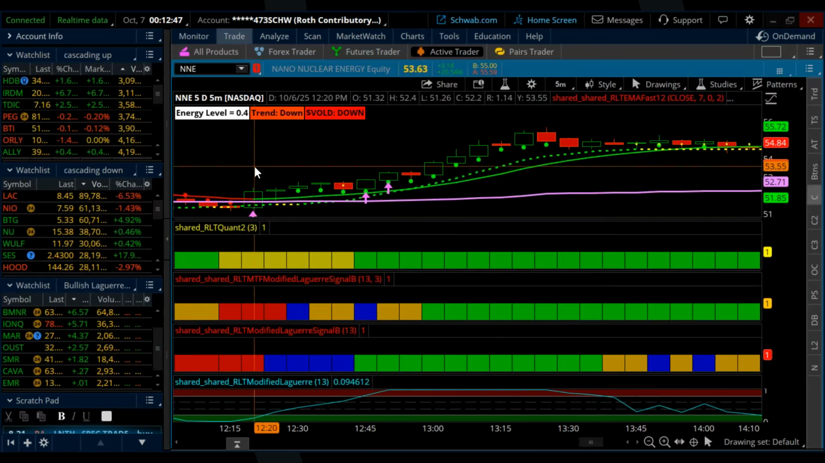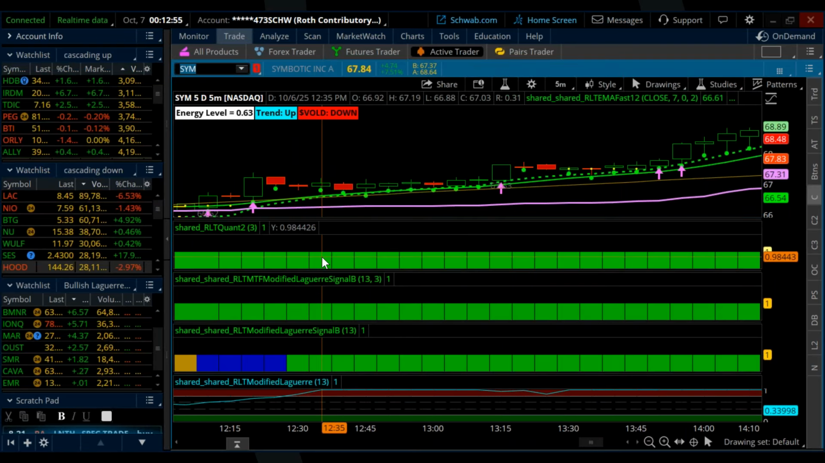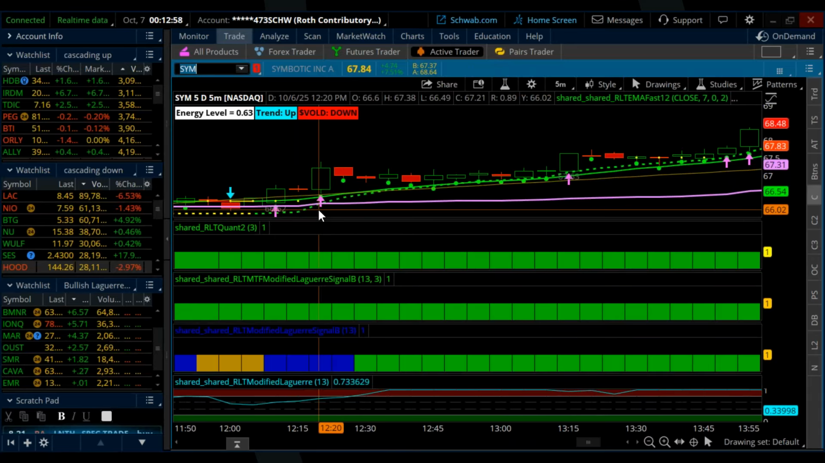Let's see, SYN was another one. SYM, there's two actual entries in this one. At 1220, right here, you take it at 1220. Now this was a pretty big candle.